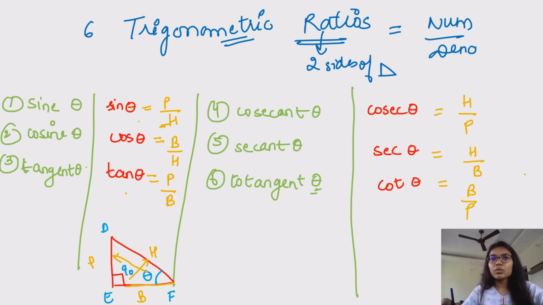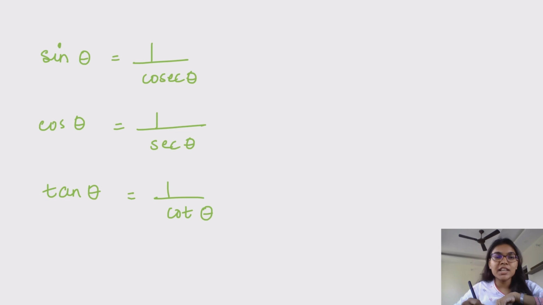Now just look at all these ratios. Can you observe some relationship? Can you conclude some relationship out of these? Yes, we can. Now let me tell you what conclusions can be made from this. We can conclude three things from the discussion.